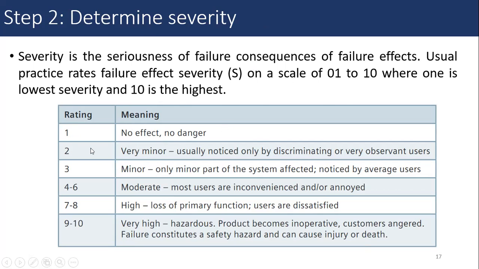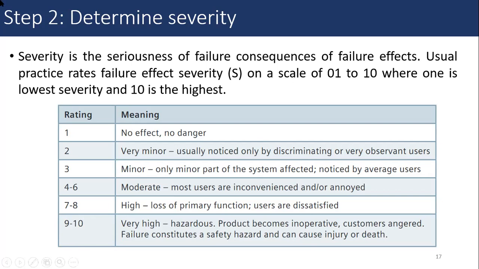If it is rate 2, there are very minor effects, usually noticed only by discriminating or very observant users. 3, minor, only minor parts. 4 to 6, moderate. 7 to 8, high. And 9 to 10 is a very highly severe product, which may cause injury or death sometimes. Sometimes our customers or somebody may die. There are some possible fatalities.